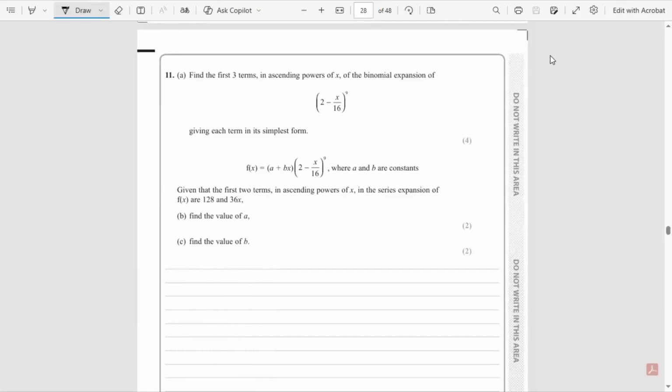Hi everyone. So in this video, we're going to work through another Year 12 Pure Maths question, and this is a question on binomial expansion from the AS 2018 paper. So part A of the question says find the first three terms in ascending powers of x of the binomial expansion 2 minus x over 16 all to the power of 9, giving each term in its simplest form.